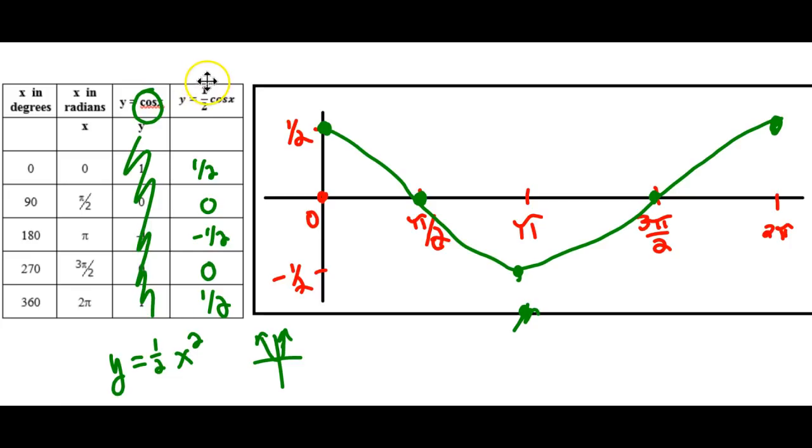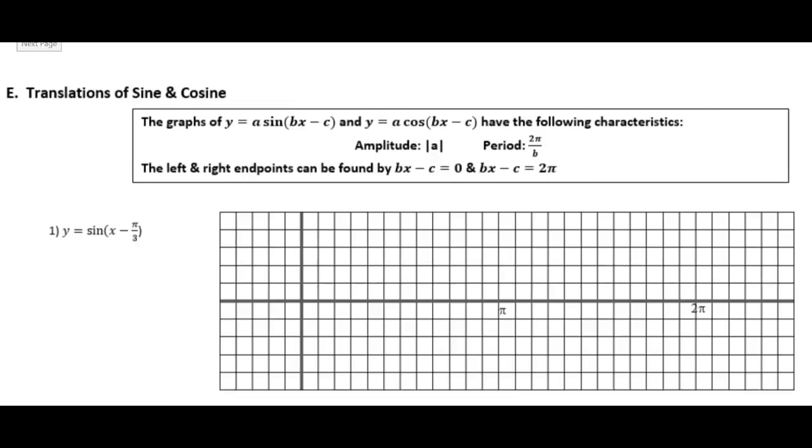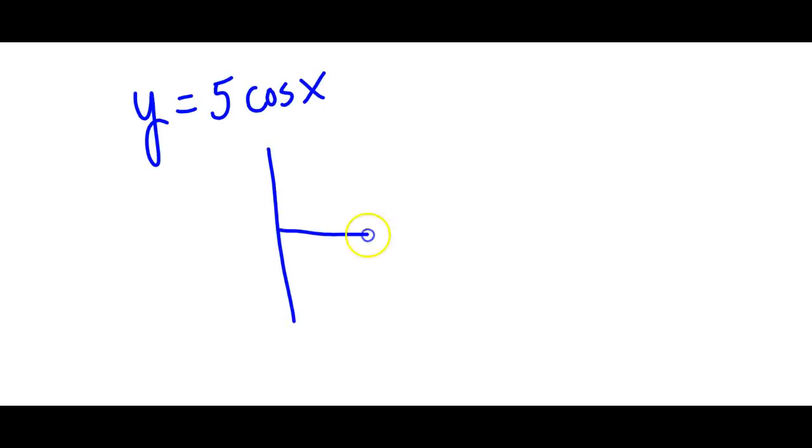So this value right here is what affects the amplitude, at 1/2. And if we were to change that to something different, not horizontal shrinking yet, we don't want that, let's just make up our own. If we had something like y equals 5 times the cosine of x, everything stays the same. We're going to have 2 pi, pi over 2.